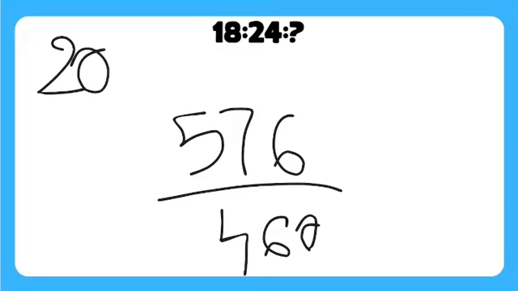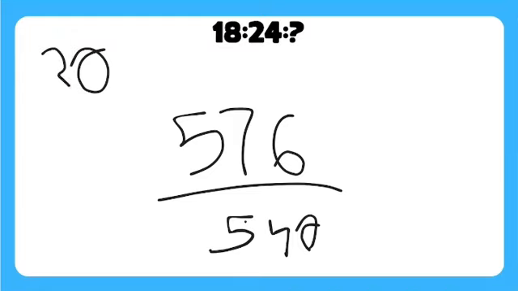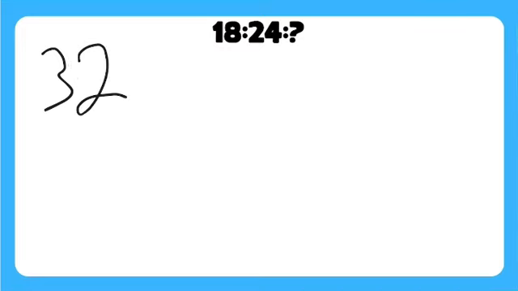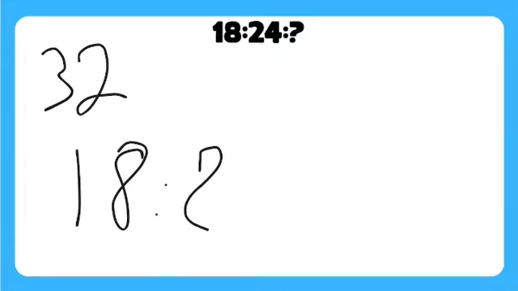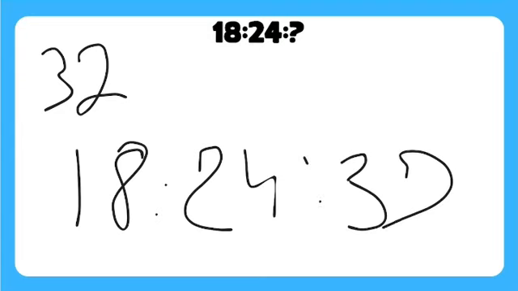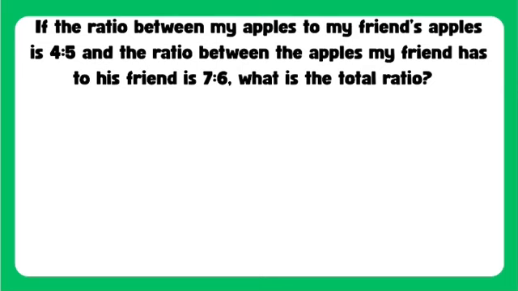We get 46. Now 46 plus 8 will give us 54. So 540. So that's 3. Now we have 36 remaining, which is a difference of 2. So we will put 2 here, and that gives us 576. So 576 divided by 18 is 32. So the answer is 18 to 24 to 32. That's our answer. And now the final thing that we are doing in this lesson, we are combining two ratios.